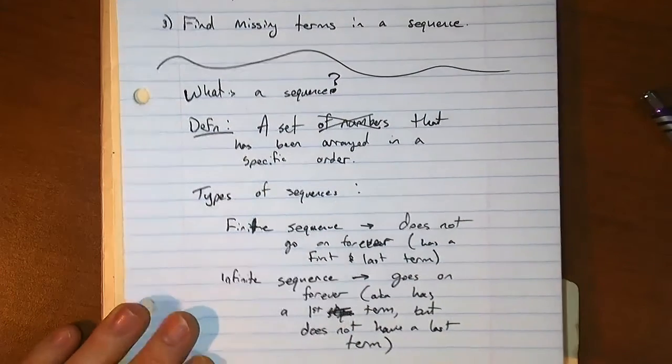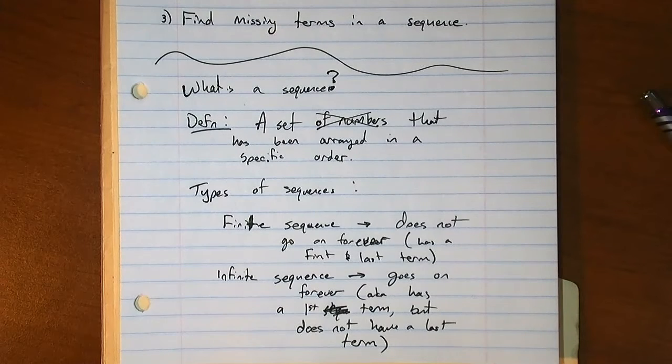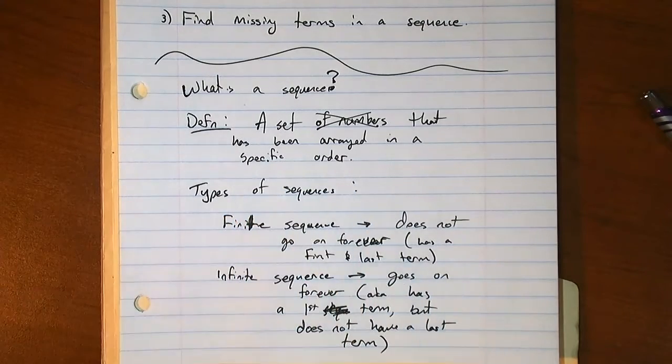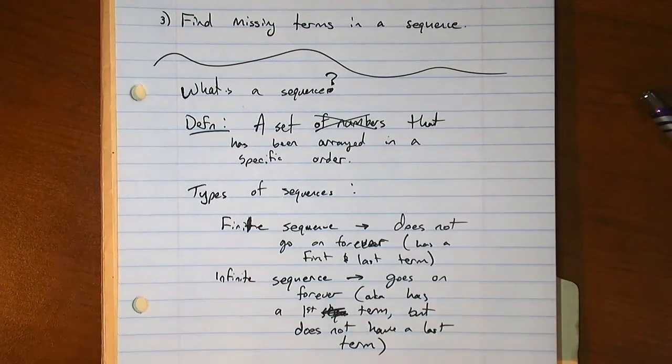Okay, so these are the two types of sequences, at least at this point in our class, that we're going to talk about. I will say there are other ways to classify sequences, and later in our class we will talk about some of them. But for this video, those are the two that you want to be sure you're good with. A finite sequence starts and stops. It has a beginning and end, a first and a last. An infinite sequence goes on forever.